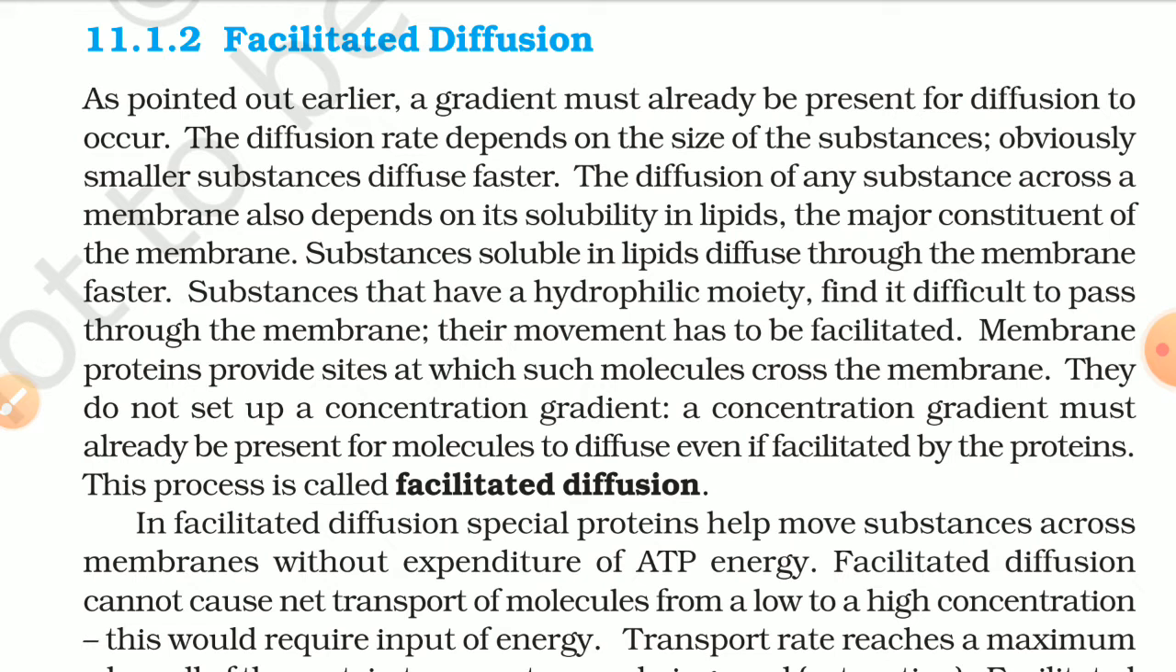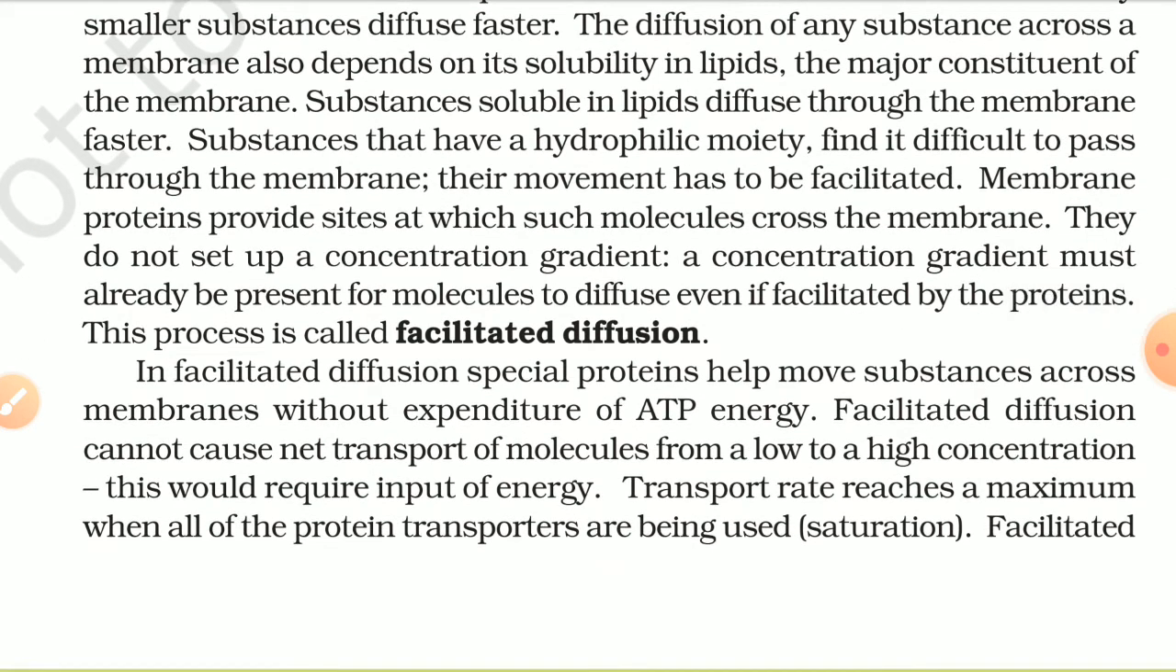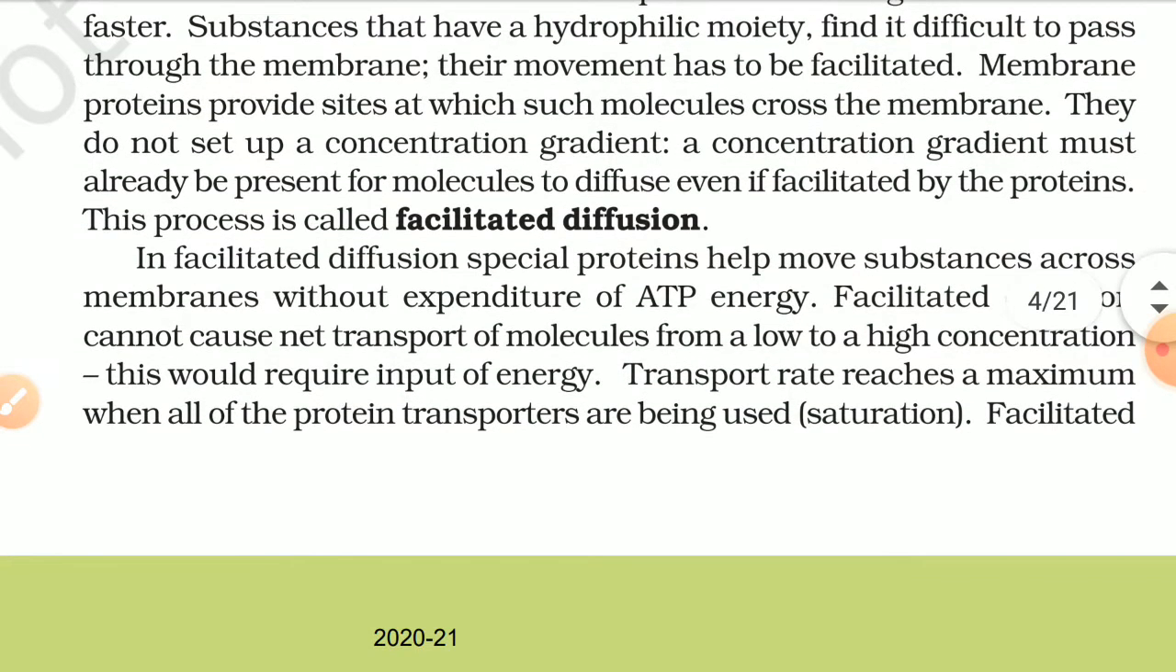Membrane proteins provide sites at which such molecules cross the membrane. They do not set up a concentration gradient. A concentration gradient must already be present for a molecule to diffuse, even if facilitated by the proteins. This process is called facilitated diffusion. In facilitated diffusion, special proteins help move substances across the membrane without expenditure of ATP energy. Facilitated diffusion cannot cause net transport of molecules from low to higher concentration. This would require input of energy.